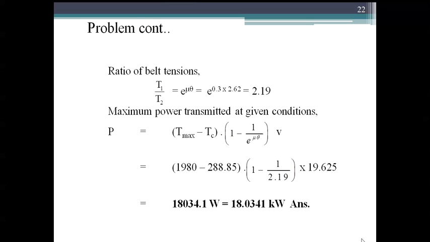So when you consider the centrifugal tension, the power will be reduced: P equal to (Tmax minus Tc) into (1 minus 1 by e power mu theta) into V. If there is no centrifugal tension, then P equal to T1 into (1 minus 1 by e power mu theta) into V, where T1 is Tmax. If there is a centrifugal tension, the maximum tension, the tight side tension, will be reduced. That is T1 equal to Tmax minus Tc. Otherwise, T1 equal to Tmax.